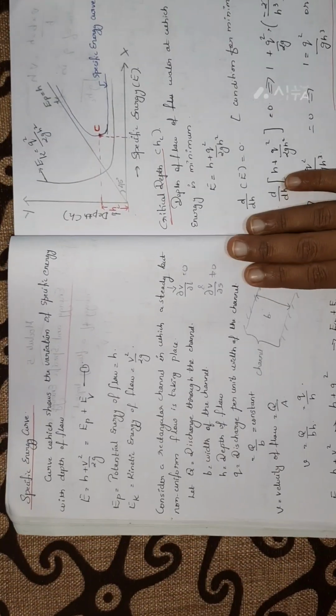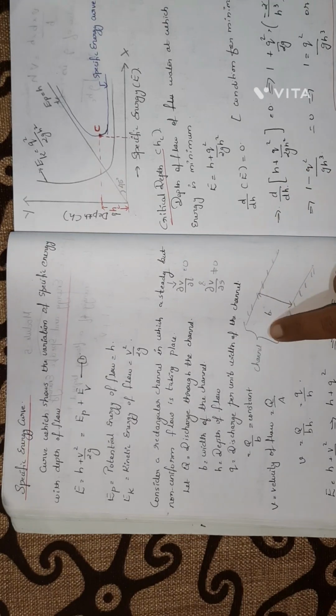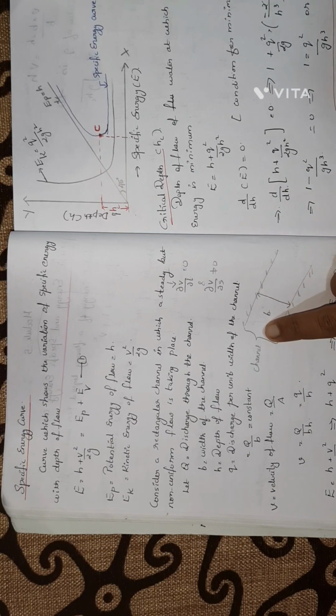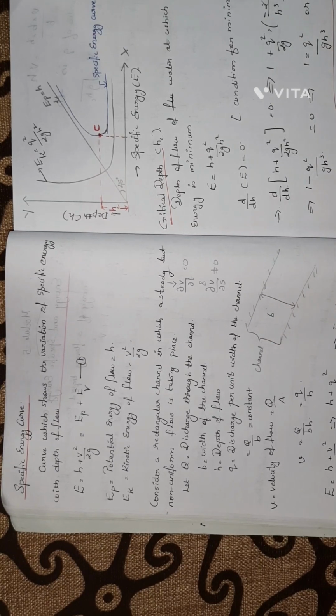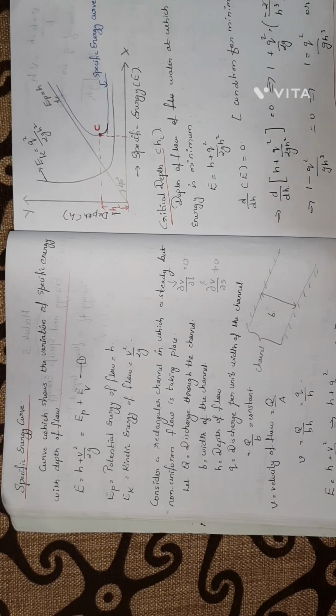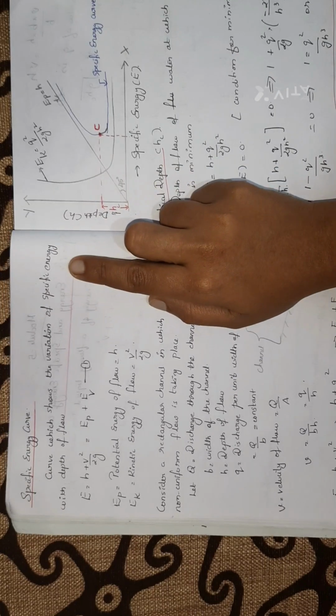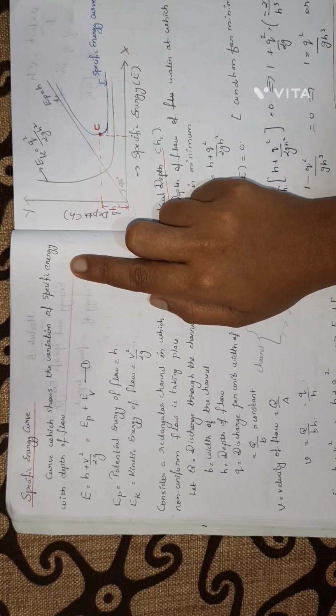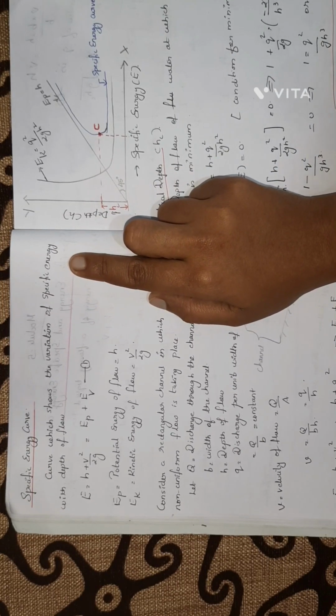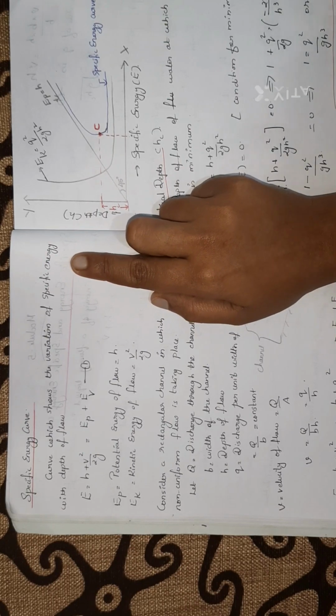Now coming to the specific energy curve. So this is there in your series test. You have to derive this. Okay, so please listen. Specific energy curve. It is a curve which shows the variation of the specific energy with the depth of flow.